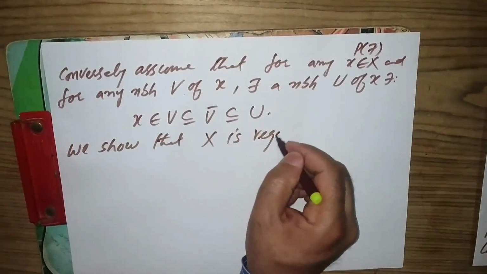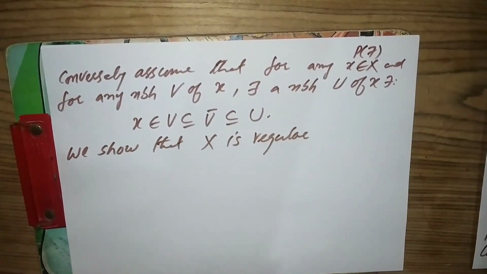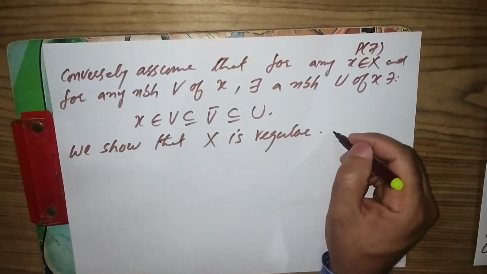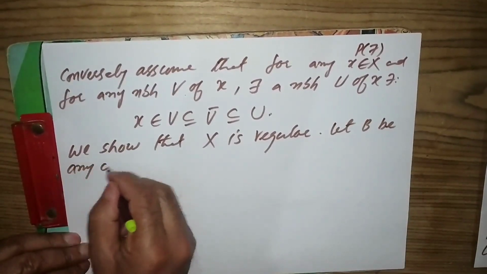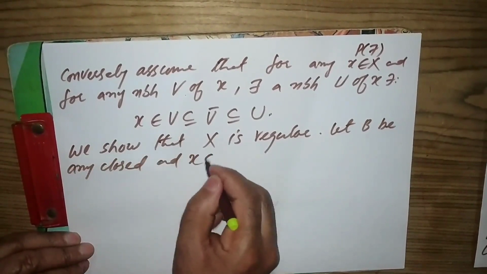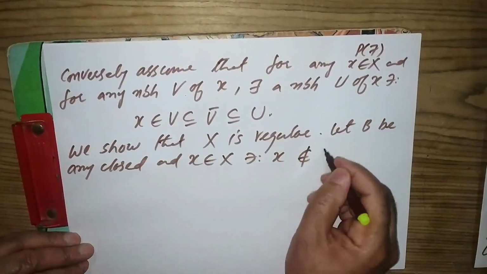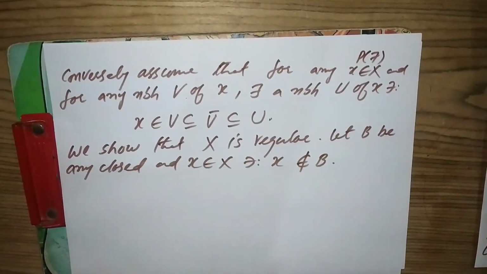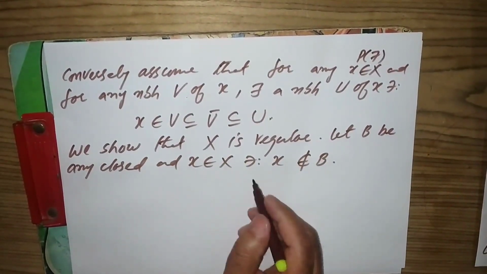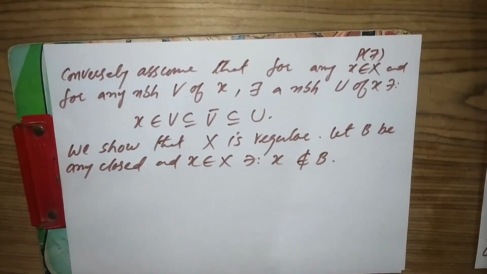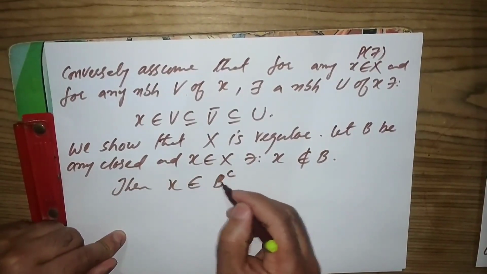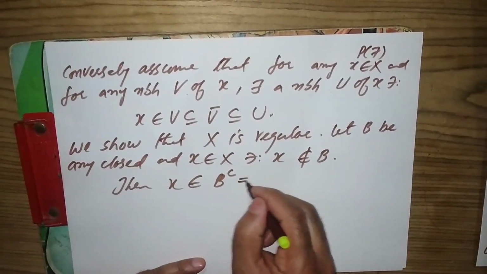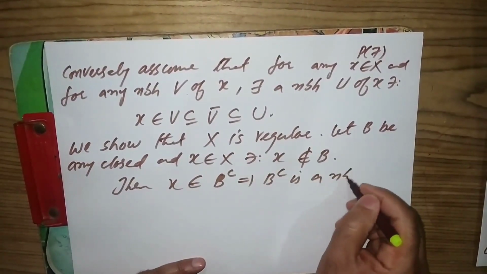Regular means any point and any closed set which does not contain that point can be separated by disjoint open sets. So let's take any closed set B and x belonging to X such that x is not in B. We need to show that x and B can be separated by disjoint open sets. Since x is not in B, it is in B complement, and B complement is an open set, which implies B complement is a neighborhood of x.